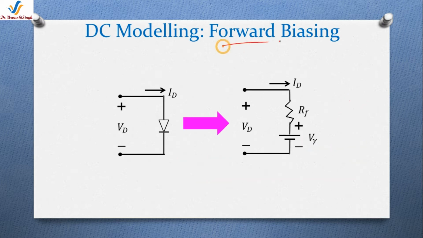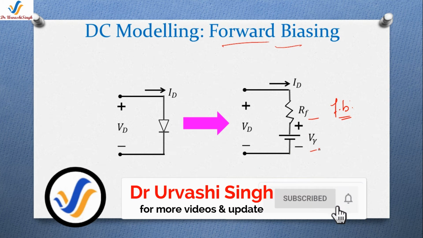So in the forward biasing, a diode can be DC modeled with the help of a resistor and a voltage source. This resistor is the forward bias resistance whose value is the slope of that straight line, and the voltage source is the cut-in voltage. It also signifies that in the forward biasing mode, the diode behaves as a constant voltage source. How? It can pass any current without varying the value of that voltage source.